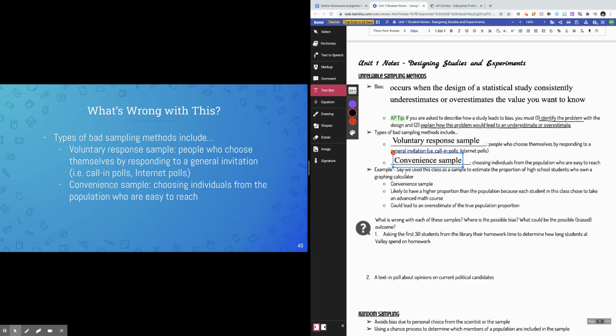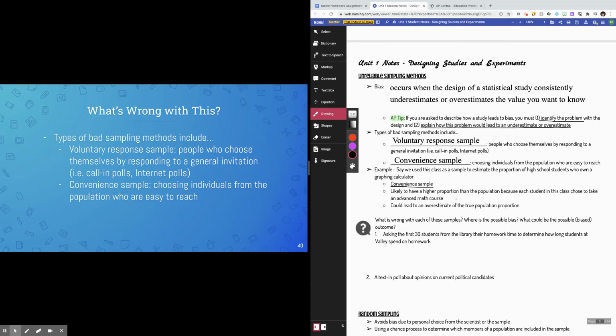And then another example that I gave you here in your notes on the right-hand side is that if we use our class as a sample to estimate the proportion of high school students who own a graphing calculator, okay? This is 100% a convenience sample, right? Because if I was conducting this survey, you all are the easiest group of students for me to contact, right? I don't have to dig through every email of every student in the school. I don't have to pick them randomly, right? I'm just going to say, I'm going to use you all, my AP stats class, right? But there are things that you all have in common that may not be true of everybody else in the school.